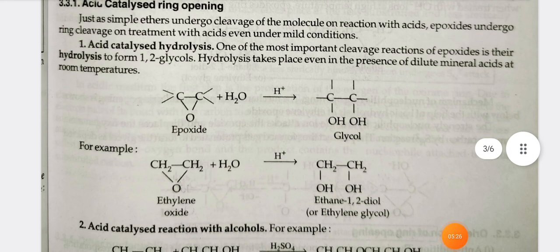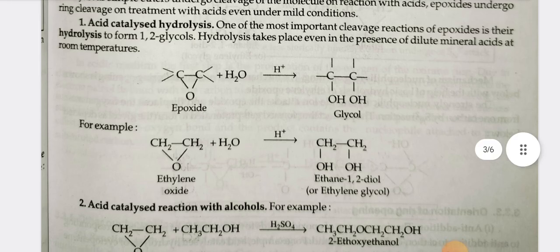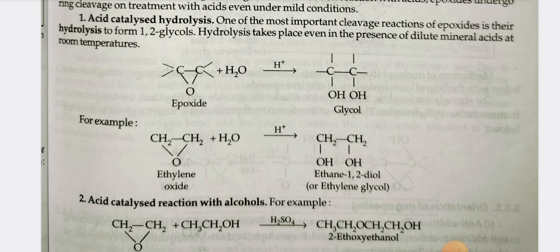Next, acid catalyzed ring opening. Just as simple ethers undergo cleavage of the molecule on reaction with acids, epoxides undergo ring cleavage on treatment with acid even under mild conditions. First, acid catalyzed hydrolysis. One of the most important cleavage reactions of epoxide is their hydrolysis to form 1,2-glycols. Hydrolysis takes place even in the presence of dilute mineral acid at room temperature. Epoxide plus water in the presence of acidic medium will give glycol.